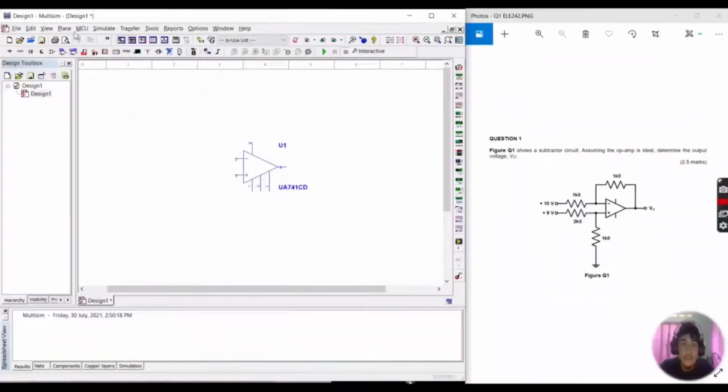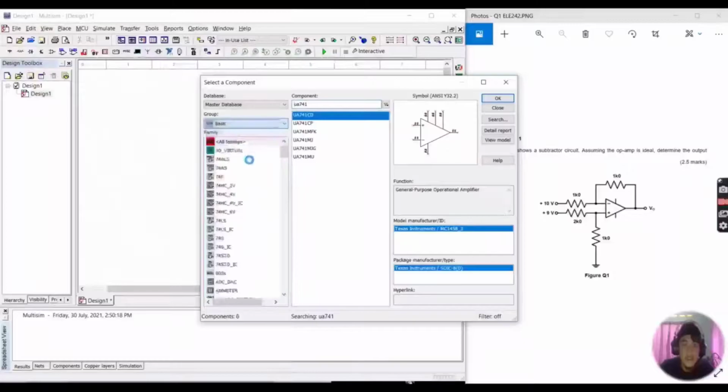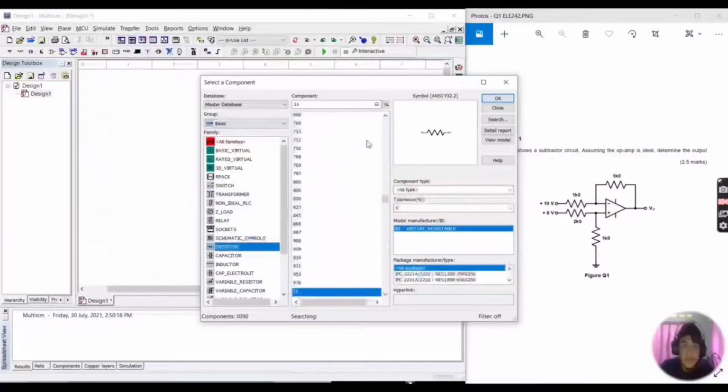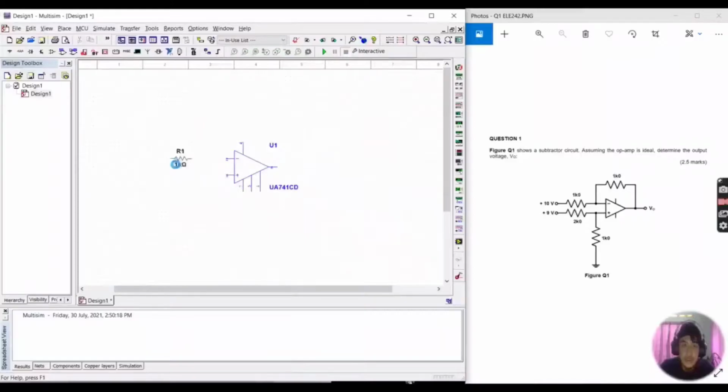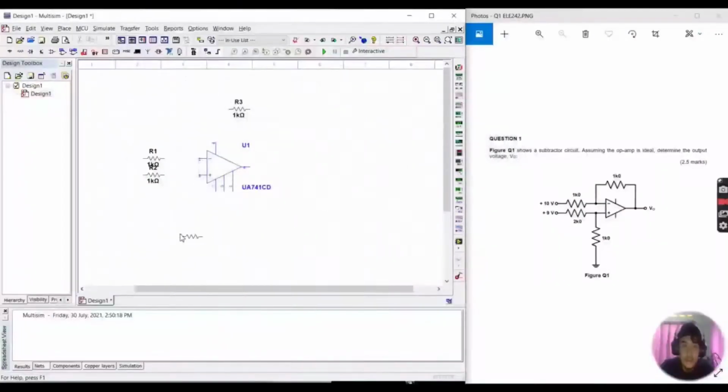Then we take the resistor, basic, resistor 1k. Okay, 1. We need 4 resistors here, 2, 3 and 4. Okay, we need to rotate 90 and we do the connection here. Okay, alright.